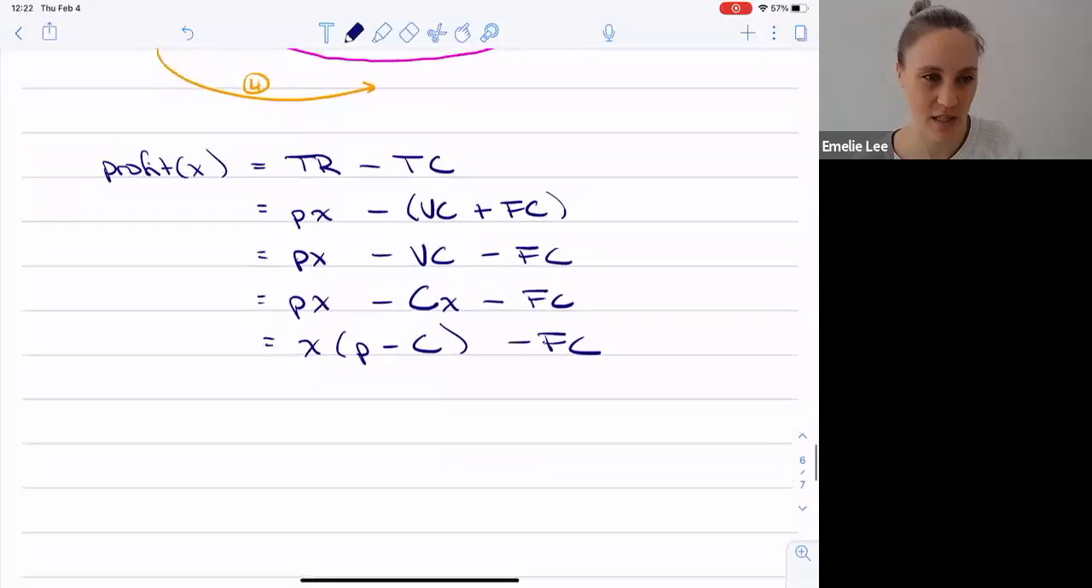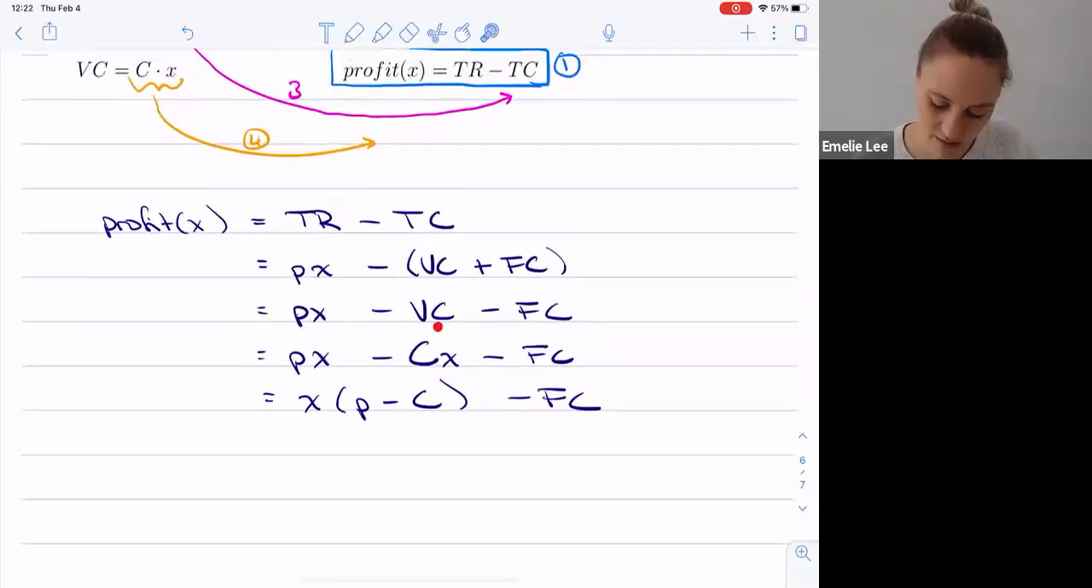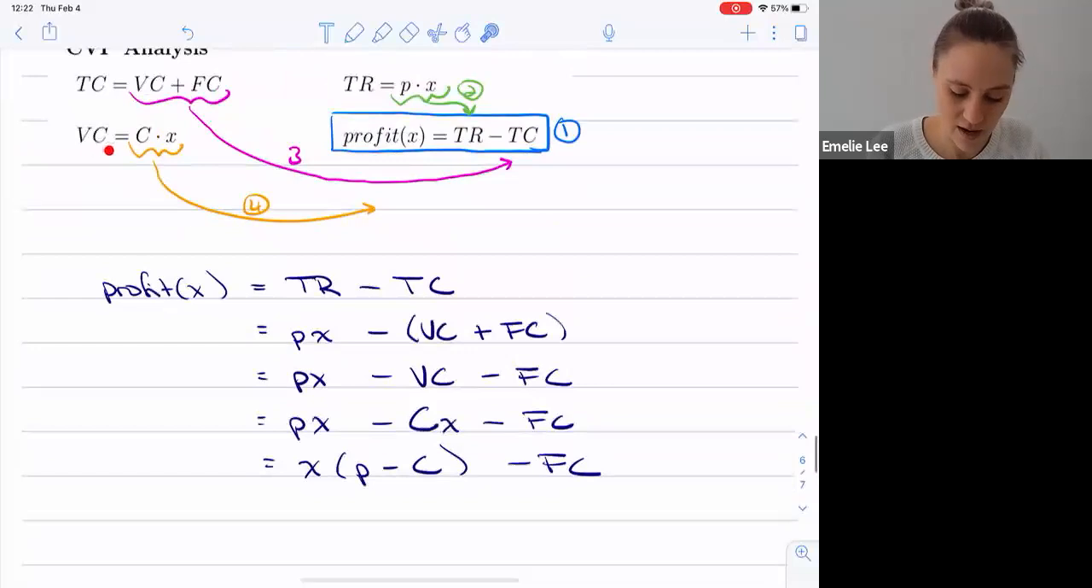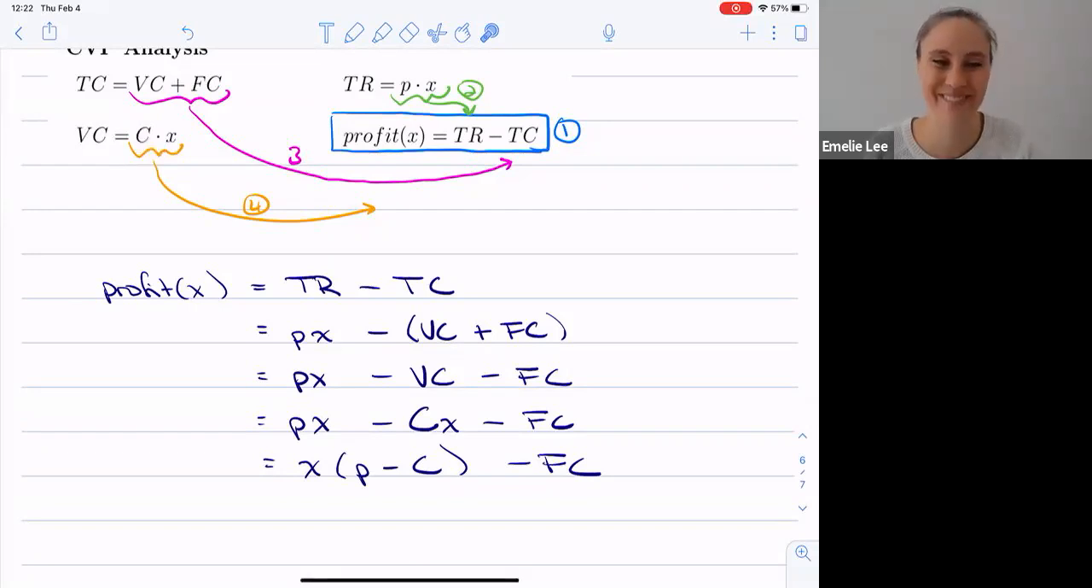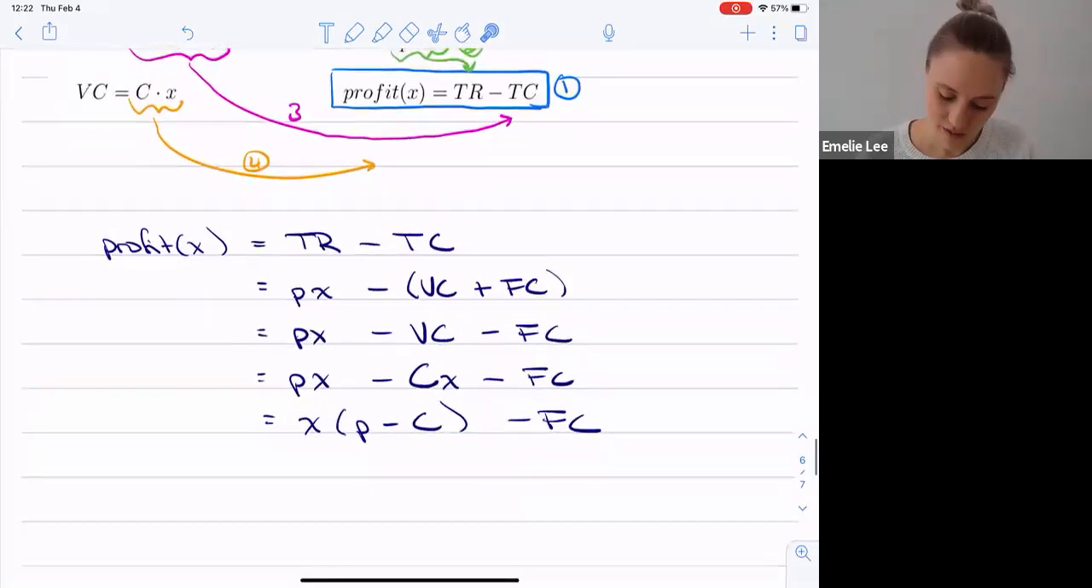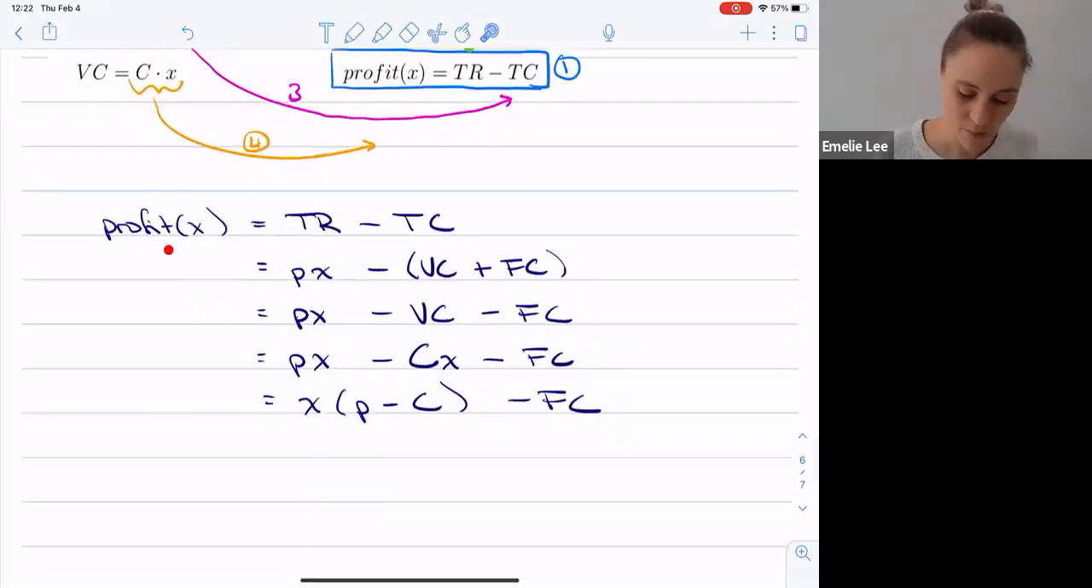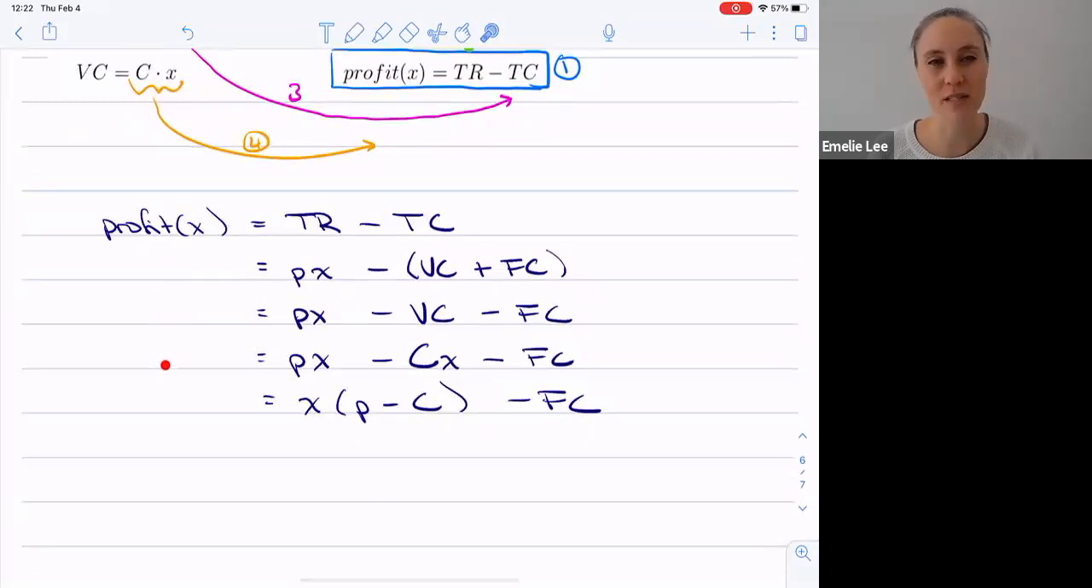Where did CX come from? I'm replacing the variable cost here. So the variable cost is getting swapped out with C times X, which is the cost per unit times the number of units. Awesome. Okay, so this is my profit function in general. And notice that because nothing changed on the left-hand side, I just left it as it is.